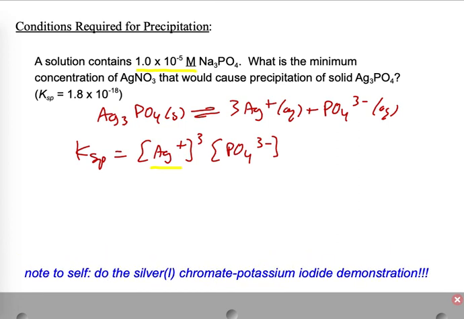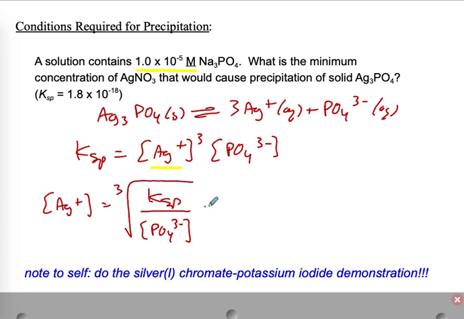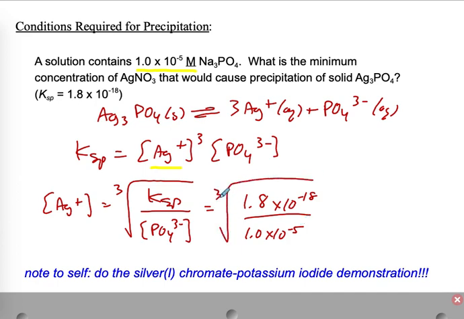All right, so to rearrange, silver plus equals KSP divided by the phosphate concentration, raised to the power of 1/3, or cube rooted. KSP is 1.8 times 10 to the negative 18th. The phosphate concentration present is 1.0 times 10 to the negative 5th. I'll take the cube root of that, and I get a value of 5.6 times 10 to the negative 5th molar as my concentration of silver plus.